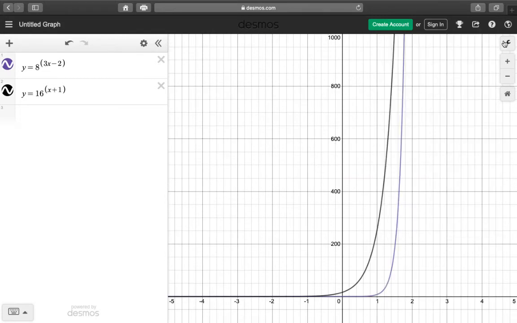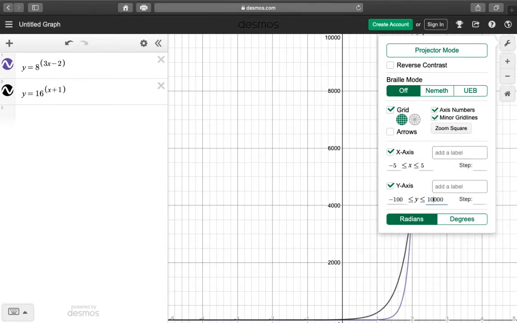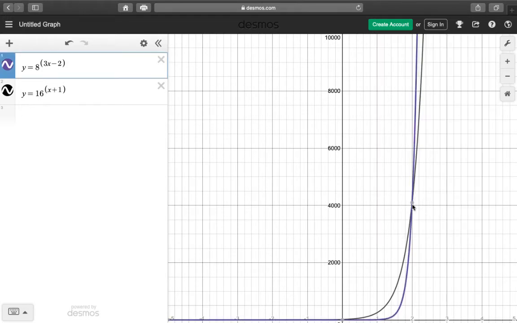Oh my gosh, no we don't. So I'm going to have to go a little bit higher than this. How about 10,000? That's probably going to do it. Yeah, okay, now I can see where they cross. There it is. X equals 2, y equals 4,096. So this is one way to check what the solution is.